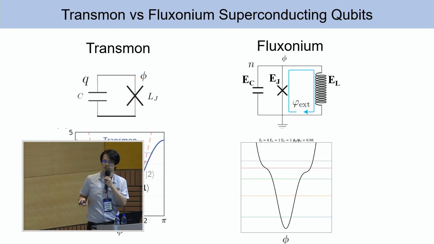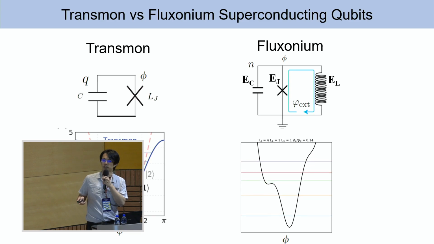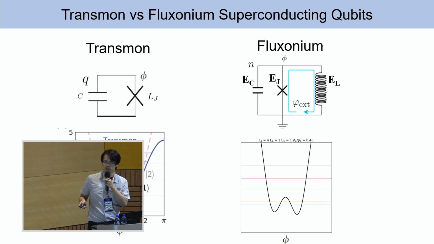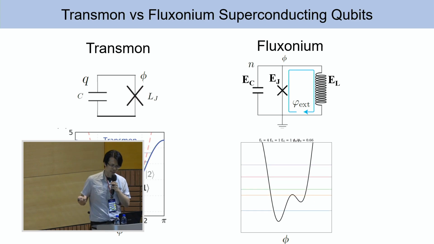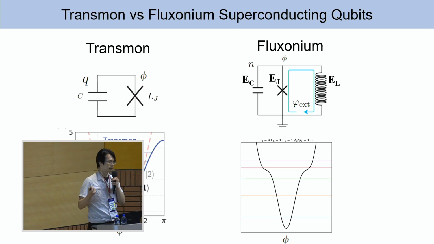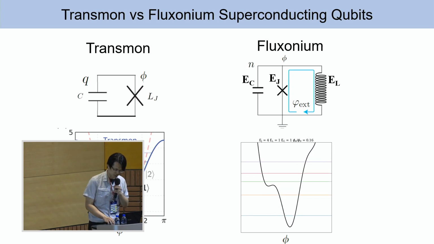And so this is an animation showing that with a different phi external, you're able to change the landscape of this potential. And then you will have very different eigenstates of these fluxonium qubits.